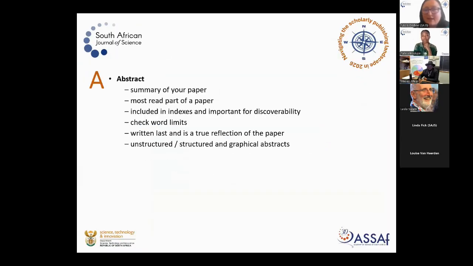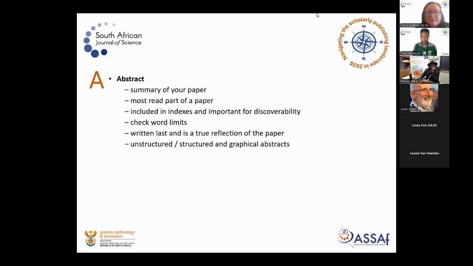So starting with A, and a very important one, is the abstract. And this is the summary of your paper. It's very important because it's the most read part of a paper, and it's also included in various indexes, and it's therefore important for discoverability of your research. It's important when submitting an abstract or your paper with an abstract to a journal that you check the word limits of that journal. And you should write it last and make sure that it is a true reflection of the paper. If you write it first, sometimes you write what you think your paper is about and not actually what your paper is about.